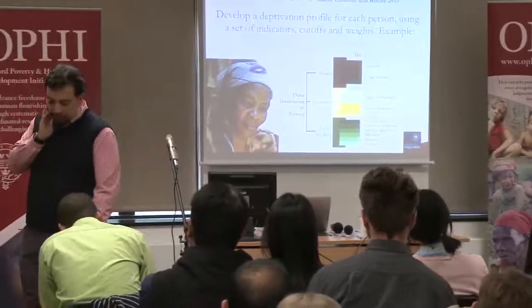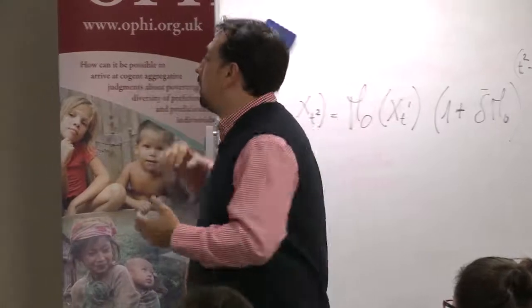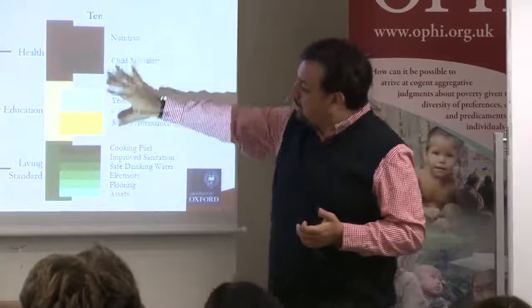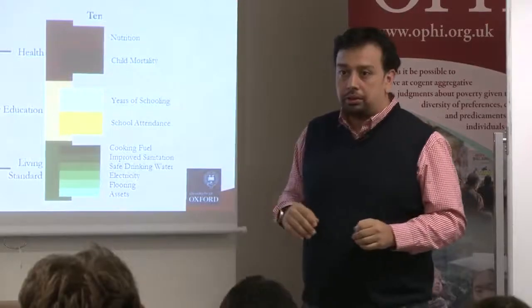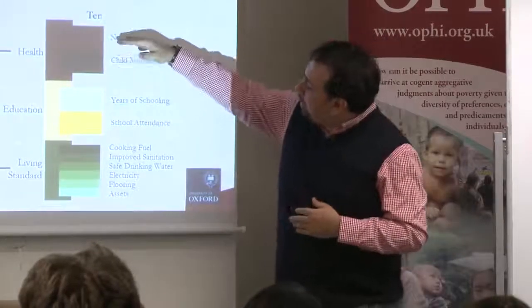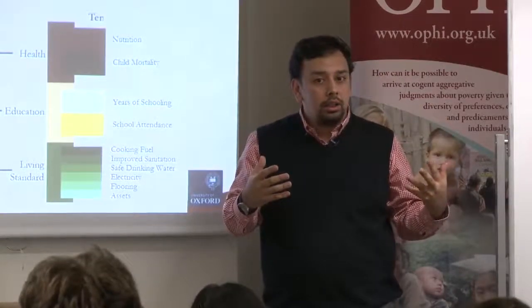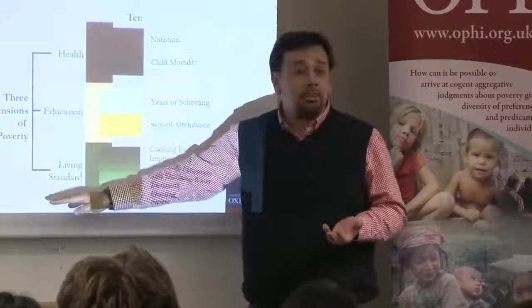A few recommendations. First, try to understand your dimensions and indicators. Try to create a profile. Try to understand each individual. We did that for the global MPI. We are trying first with this simple diagram to show, look, these are the dimensions. And implicitly saying, we believe that health, education, and living standards are similar. They have the same weight. When you see that and you are not an expert, you see, they are at the same level.